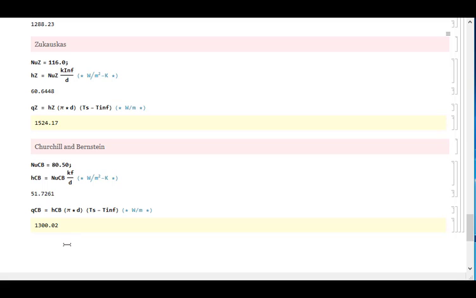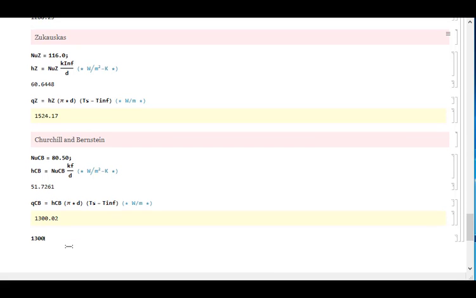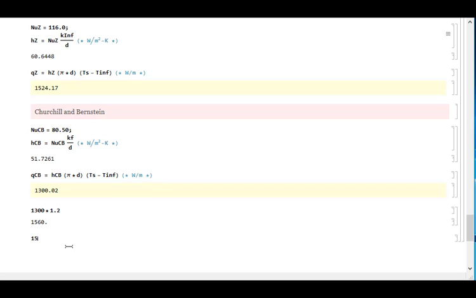Now it's instructive to take a look at plus and minus 20% of 1,300. Well, let me just write it out here. If I go 1,300 times 1.2, I get a value of 1,560. And then if I take the value of 1,524 and multiply that by 80%, so the minus 20%, we get a value of 1,219. So you can see that the values of the Churchill-Bernstein and the Zukauskas correlations overlap each other when you do a plus or minus 20% value. All right, so hopefully that gives you an idea of how you're using these correlations.